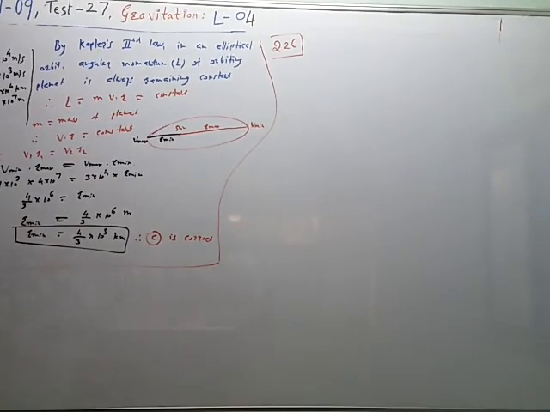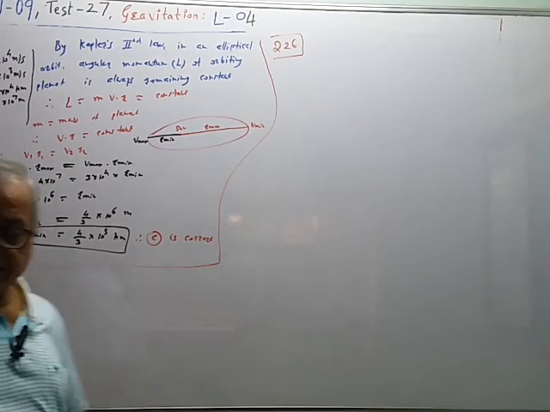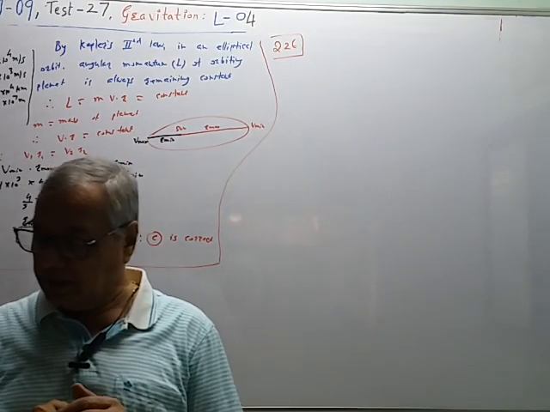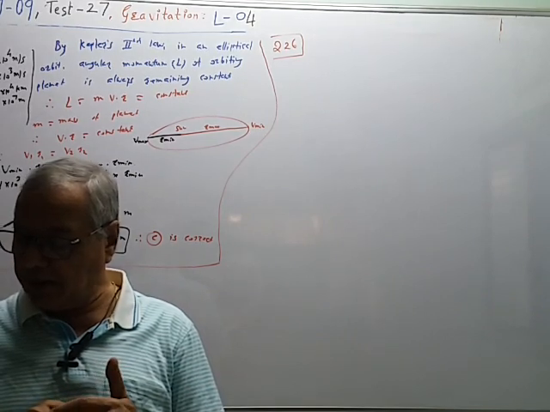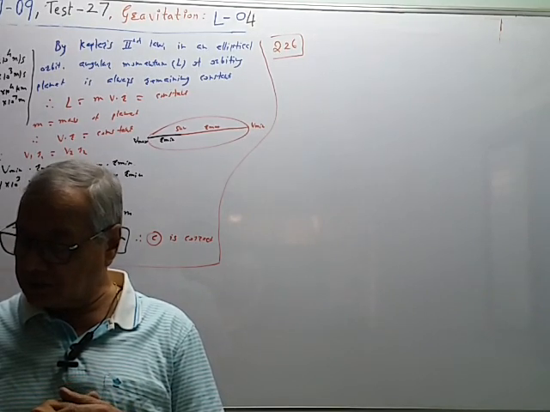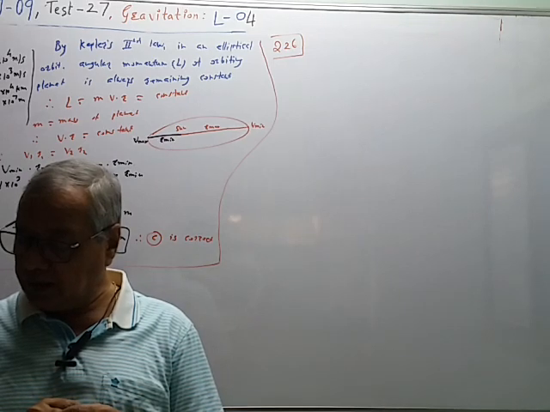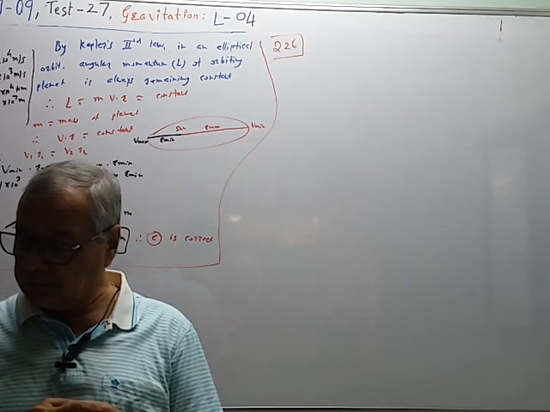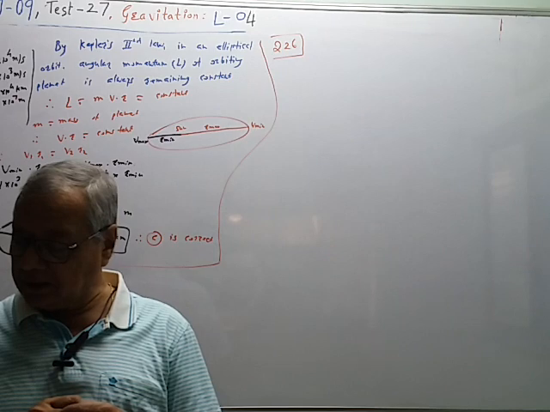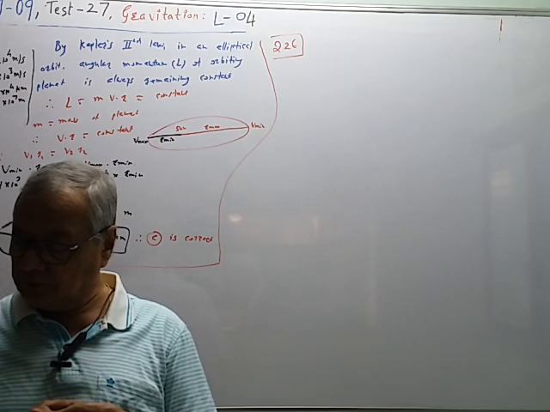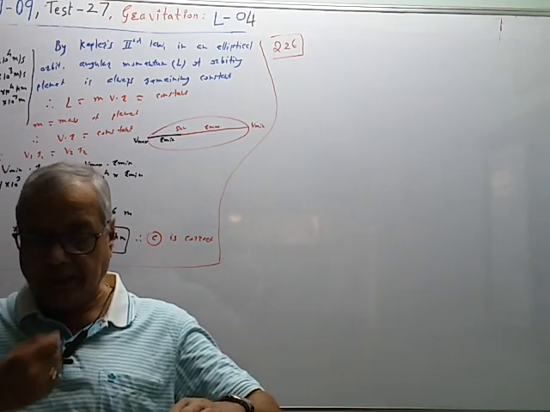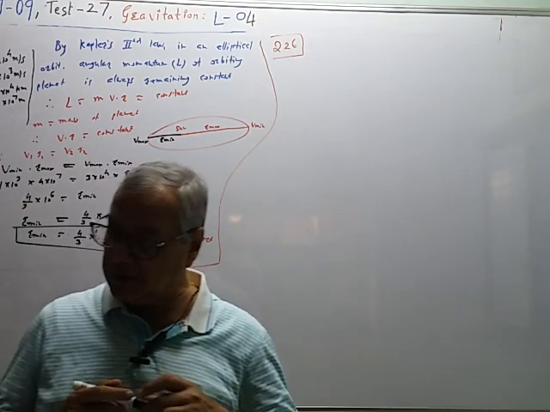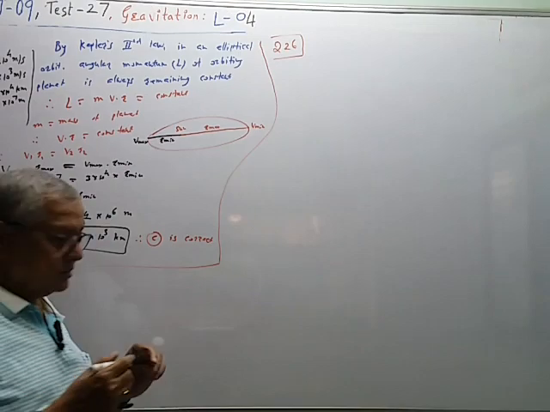Next MCQ. Question number 26. It is a theoretical question. In an elliptical orbit under the gravitational force in general, A. The tangential velocity is constant. B. Angular velocity is constant. C. Radial velocity is constant. D. Aerial velocity is constant. So correct choice is D. So why A, B, C is wrong? The reason is this.